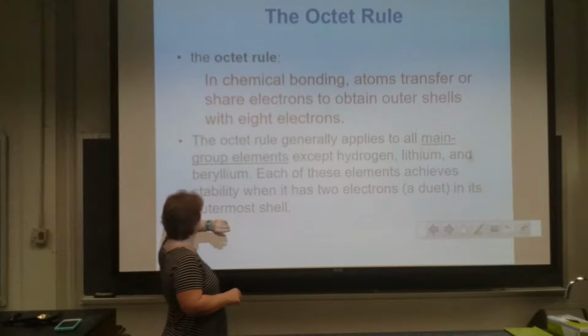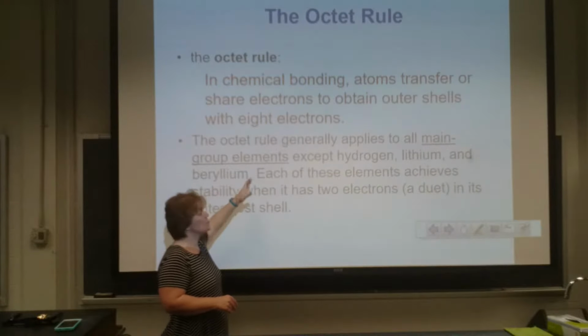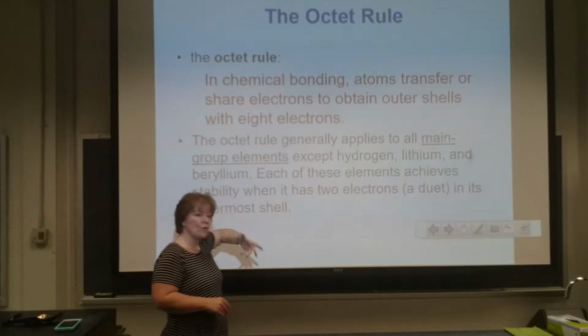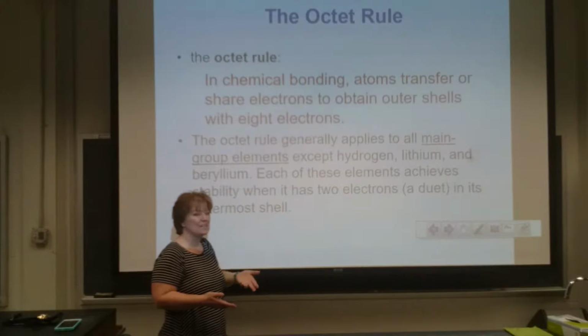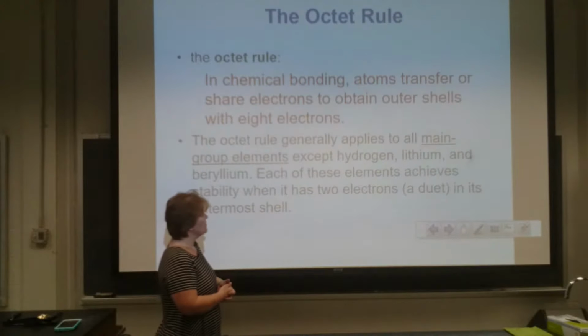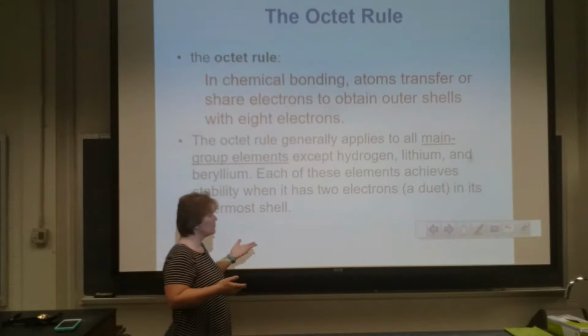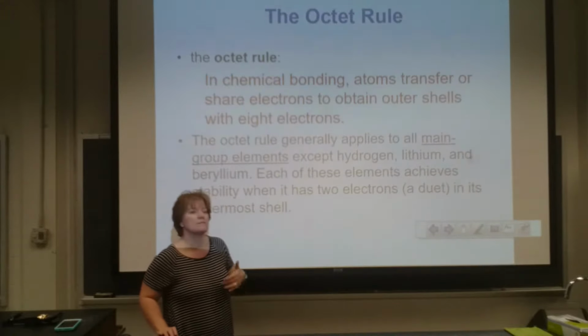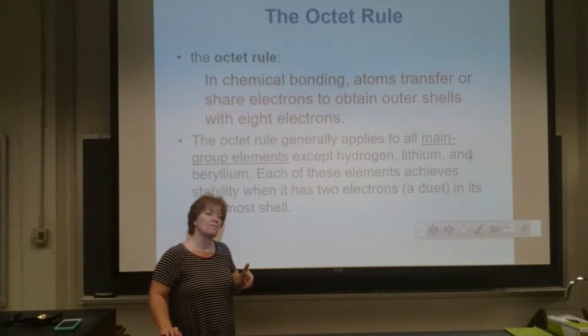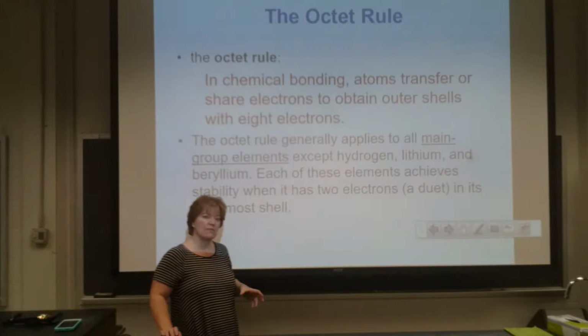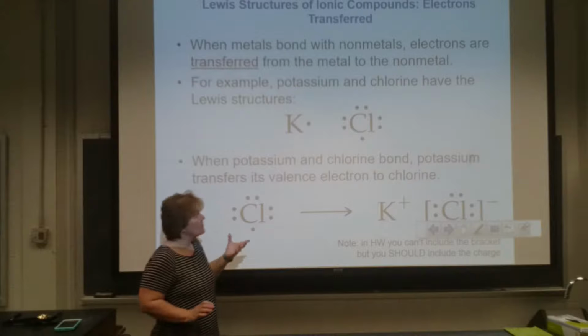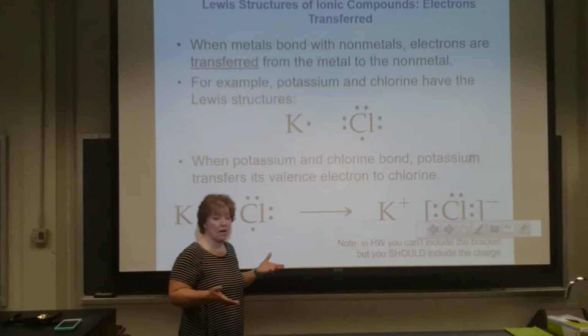Hydrogen, helium, lithium, and beryllium, particularly hydrogen, lithium, and beryllium, are going to aim for 2. Helium already has 2, that's why it's not listed. So those are the exceptions, they really have the duet rule. But we still refer to the concept of the octet rule as bonding in order to achieve a full set of valence electrons. Okay, let's look at a particular ionic compound.